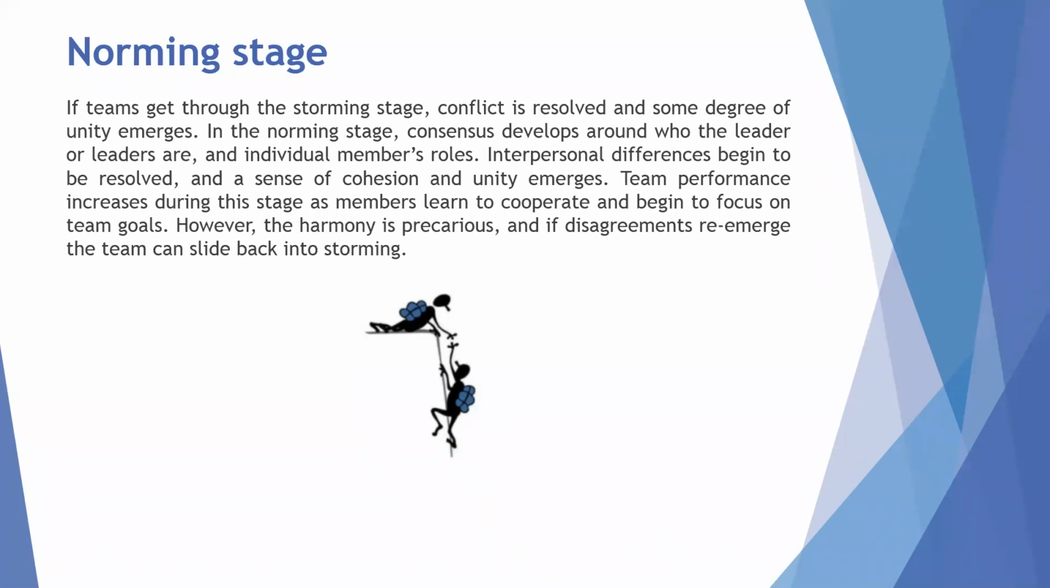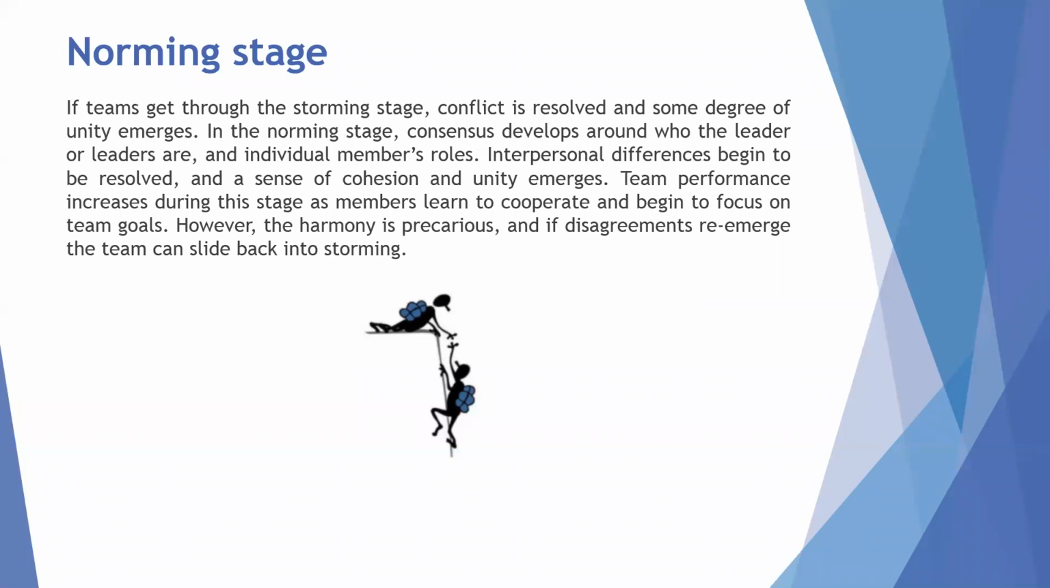Now, in the norming stage, you understand each other and leave your individuality, your ego and stuff, and think as a team. I have noticed in my classroom, if one of your team members is struggling to do the presentation, another team member will come and help. This way they boost each other up, because at the end of the day what they are thinking is, my team member has to win, our team has to win. When you're comparing with other teams, this is your team, so you leave your individuality there. However, harmony is precarious, and if disagreements re-emerge, the team can slide back to storming. So in the norming stage, as this picture represents, when someone is falling, you pick them up and move on as a successful team. So this is the norming stage.